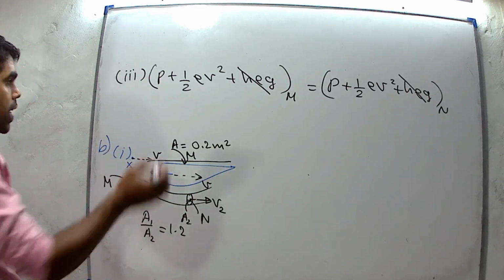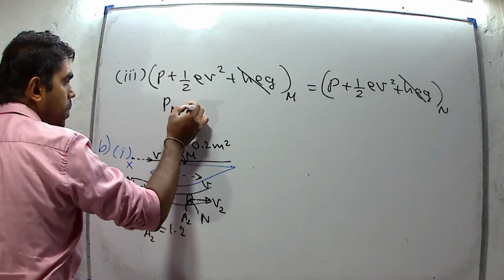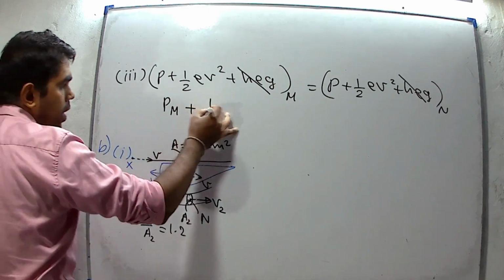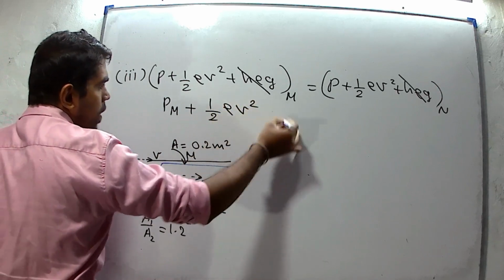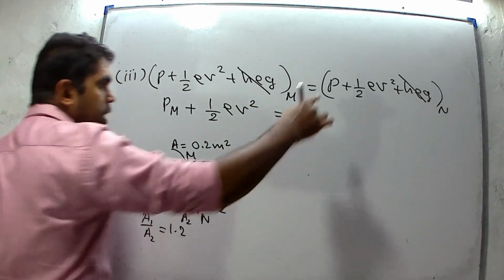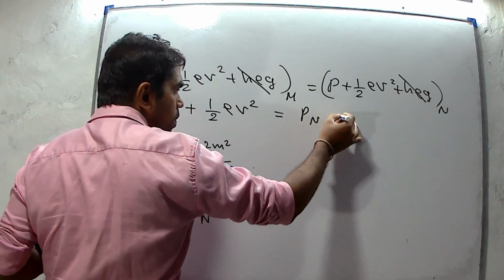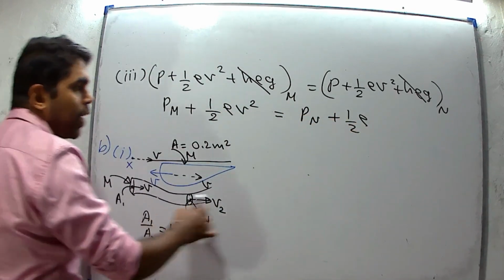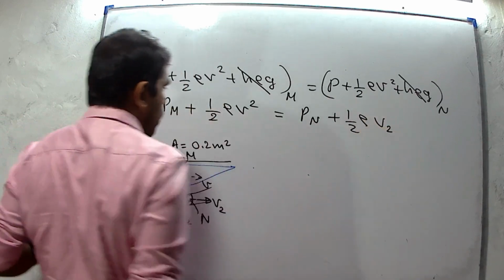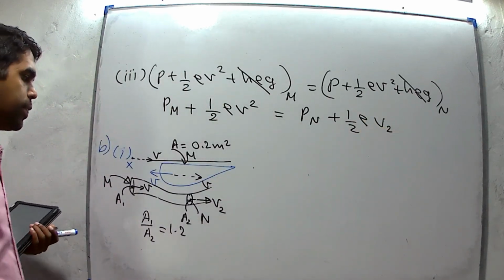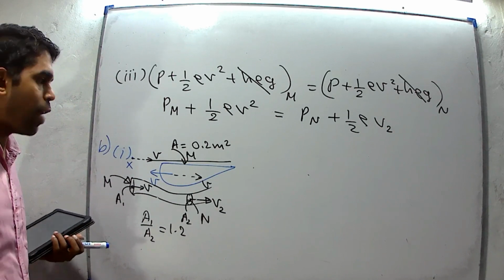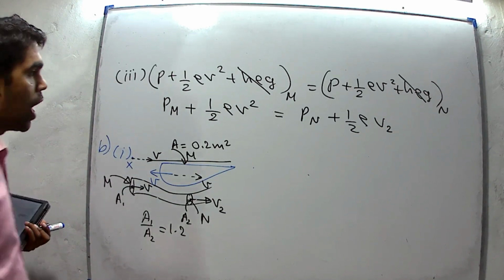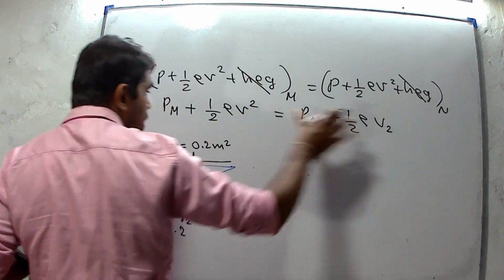And I will consider pressure at M, PM, plus half rho V squared, with velocity at M being V. Pressure at N, Pn, plus half rho, velocity at N is V2. Now we know that V2 has a higher velocity. We have found it to be 1.2V. Therefore, this term is greater than this term.